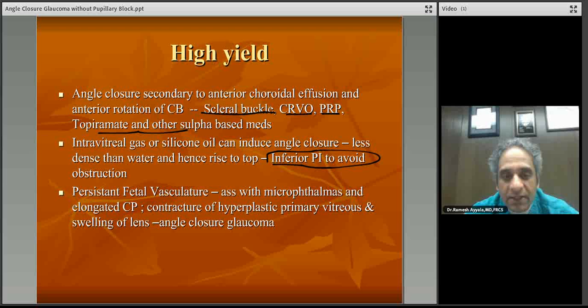Persistent fetal vasculature is associated with microphthalmos and elongated ciliary processes. Contracture of the hyperplastic primary vitreous and swelling of the lens leads to angle closure glaucoma.